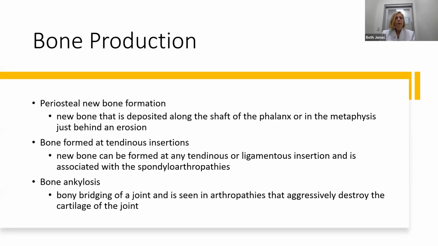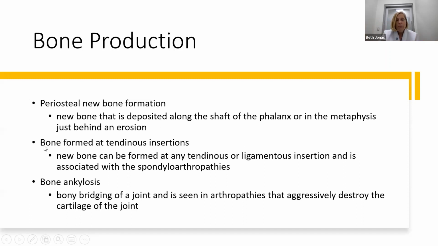So around the joints, you may see bone production. So periosteal new bone formation is new bone that's deposited along the shaft of the phalanx or in the metaphysis just behind an erosion. And we see this very typically in patients with psoriatic disease. So if you see a pencil in cup deformity, evidence of uniform joint space narrowing, and periosteal new bone formation, that can help you make a diagnosis.